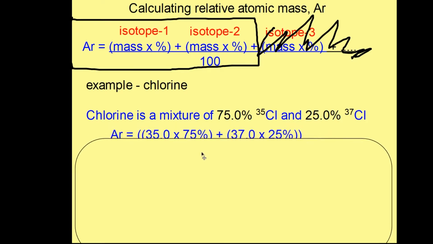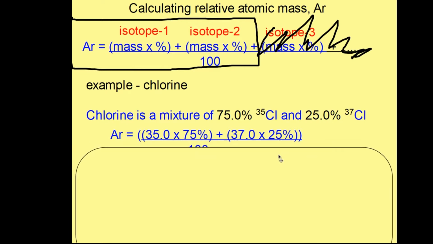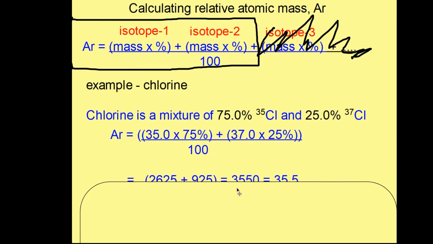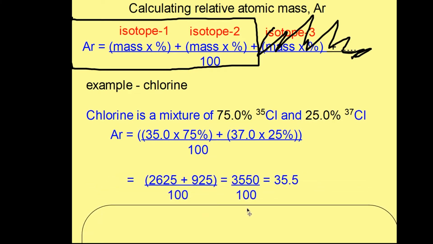So AR equals the relative atomic mass. So we have the mass of the isotope chlorine 35 times by 75%, plus the mass of chlorine 37 times by its relative abundance, and that's all divided by 100. And that comes out, hopefully, when you put it into the calculator like that, you'll get the right answer, which is 35.5.